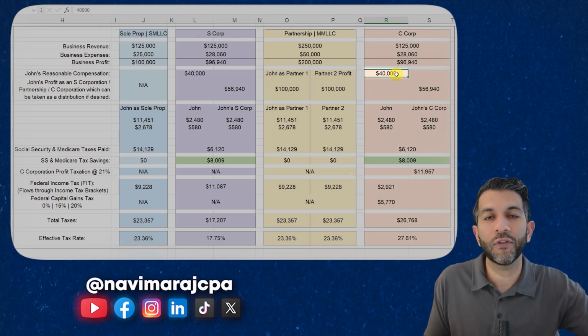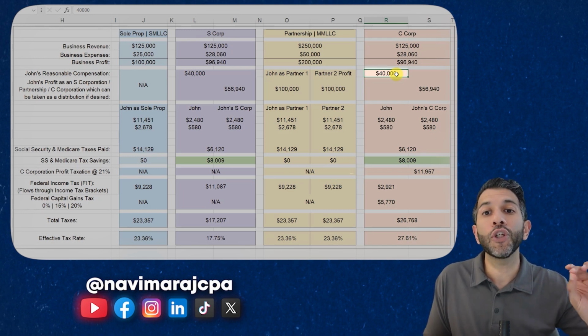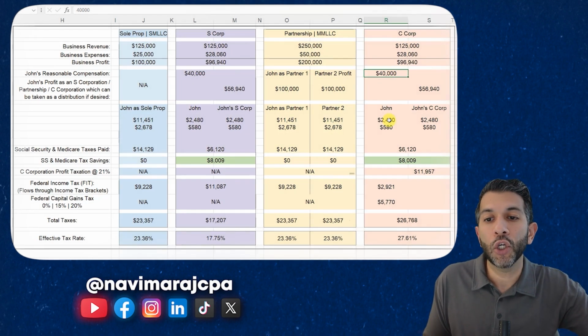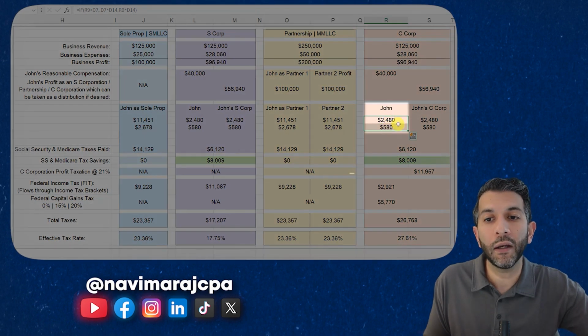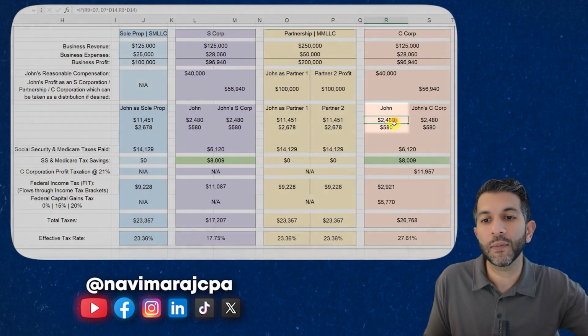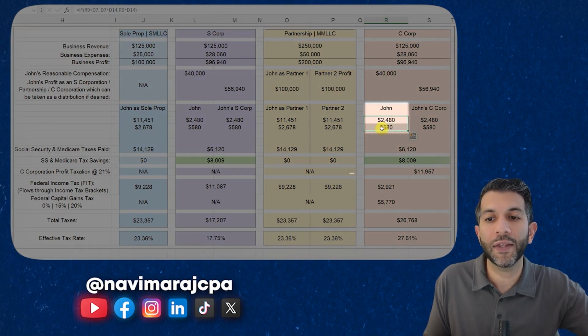which means you have to pay Social Security and Medicare taxes. You might hear that referred to as FICA taxes on this $40,000. Now you, John, have to pay your share as the employee of Social Security and Medicare. That's 7.65%. 6.2 for Social Security, 1.45 for Medicare. So 40,000 times 7.65% is $3,060.